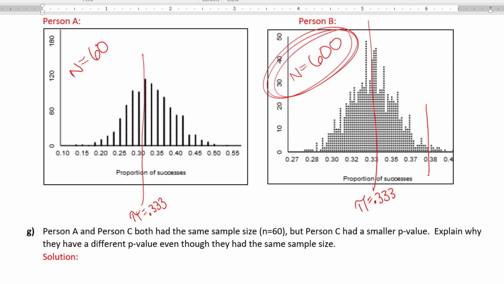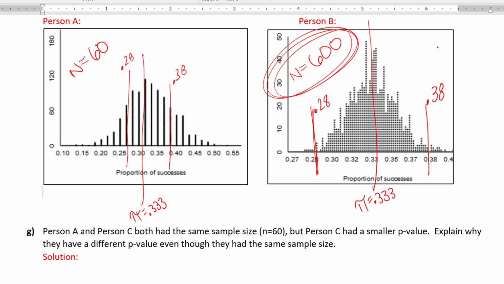Notice 0.38 is really at the upper end in the tail, unusual for the sample size of 600. And 0.28, again, is in the tail, an unusual sort of value to get. Notice where 0.38 and 0.28 fall in the distribution for person A. Here's 0.38, and here's 0.28. Those statistics in the person A null distribution are normal, usual, and expected, whereas in the person B null distribution, those values for the statistics are unusual. They're out in the tails.